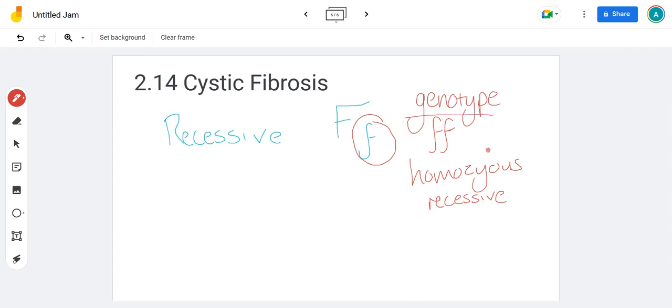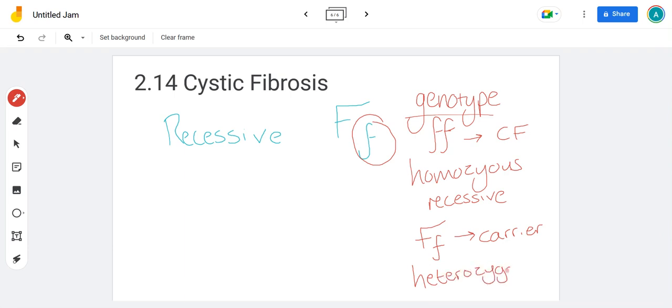I'll just put here cystic fibrosis. Now, if you have capital F, lowercase f, so if you have a dominant and a recessive, obviously you don't have cystic fibrosis, but there's another level of detail that we need to talk about. You're called a carrier. You're not going to have any symptoms, you're going to be normal, as we call it, but you are going to be a carrier because you're carrying this recessive allele that causes cystic fibrosis, but you're not going to suffer from it because you've also got the normal one there. So that genotype is called heterozygous.